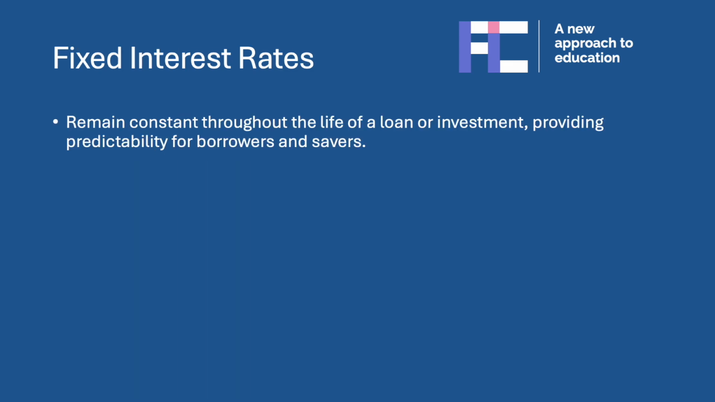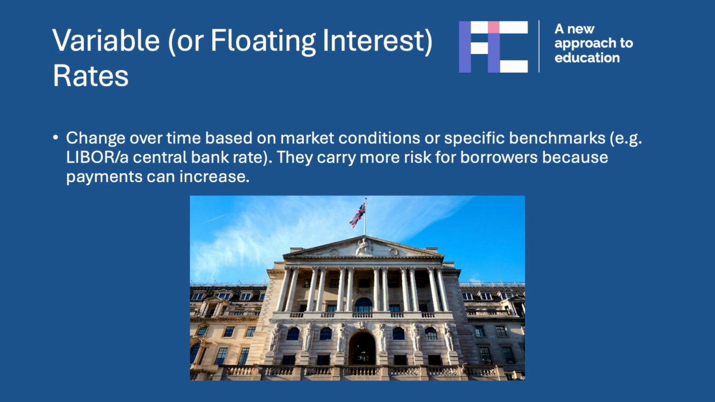So fixed interest rate is constant throughout the life of a loan or investment, providing predictability for borrowers and savers. Variable or floating interest rates change over time based on market conditions or specific benchmarks. For example, in the UK, it used to be LIBOR, now it's called SONIA, a central bank rate. And they carry more risk for borrowers because payments can actually increase. And these rates follow the Bank of England rate.